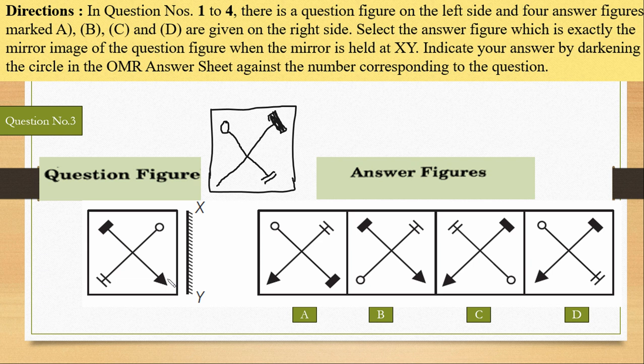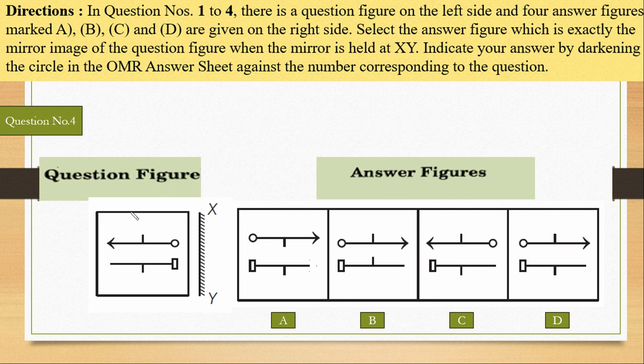This arrow goes to the left hand side. So whichever figure has this type of image is the right mirror image answer. Here, option D is exactly matching the mirror image. Let us move on to the next question.